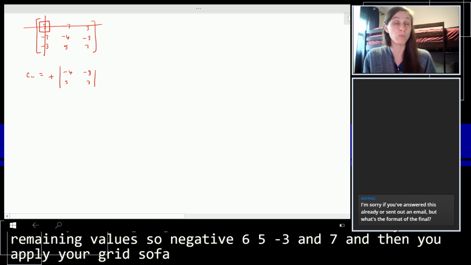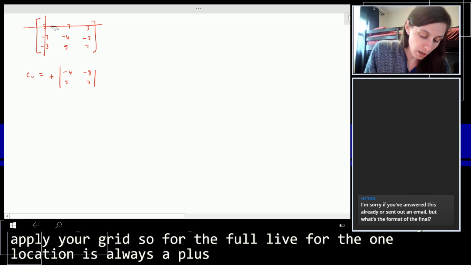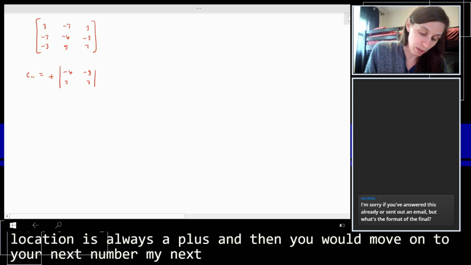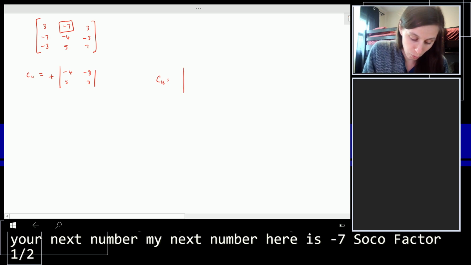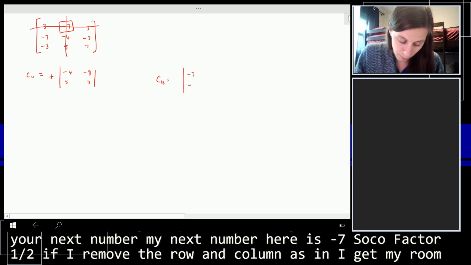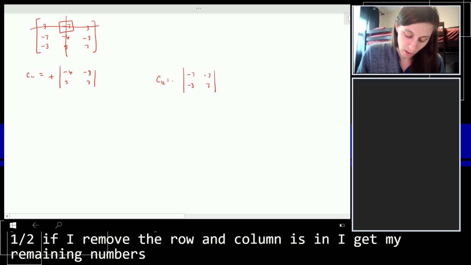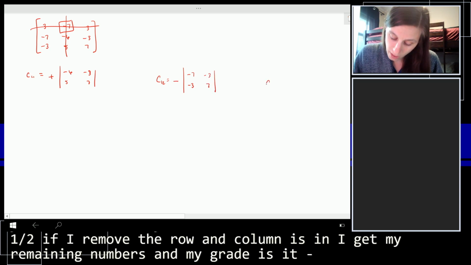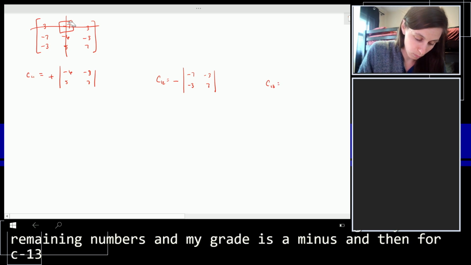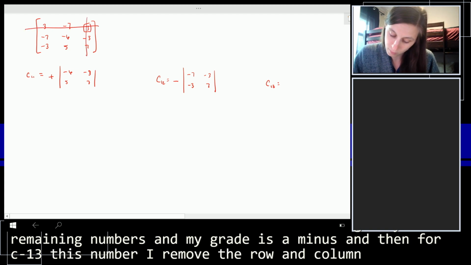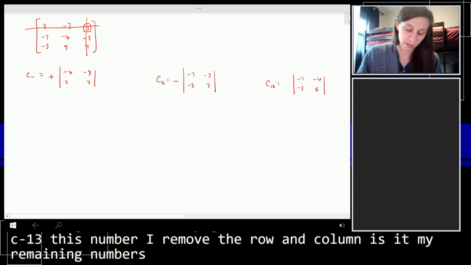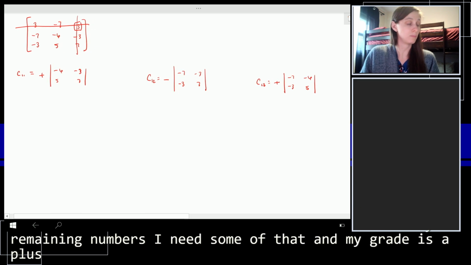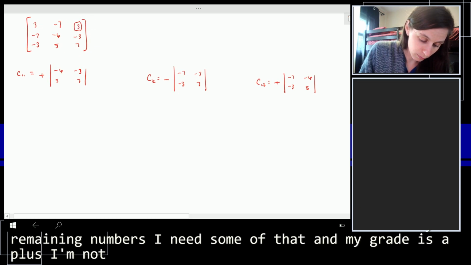So for the 1, 1 location, it's always a plus. And then you would move on to your next number. My next number here is -7. So cofactor 1, 2. If I remove the row and column it's in, I get my remaining numbers. And my grid is a minus. And then for C1, 3, this number. I remove the row and column it's in. My remaining numbers. Find the determinant of that, and my grid is a plus. And then you just keep going.